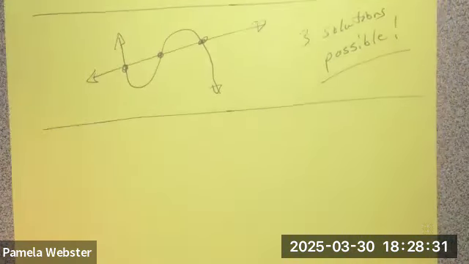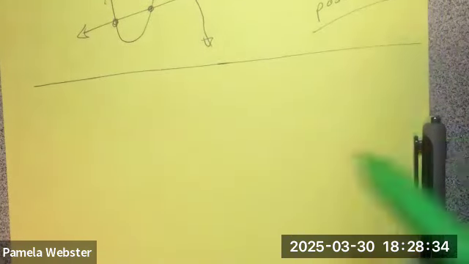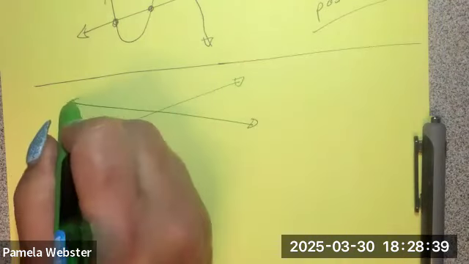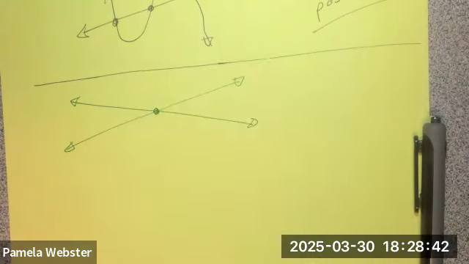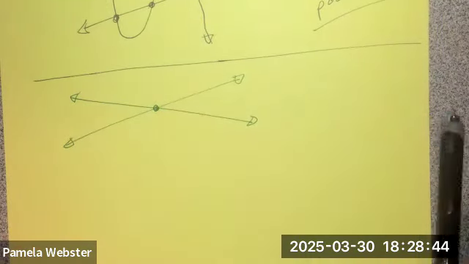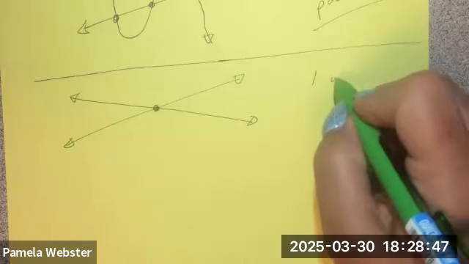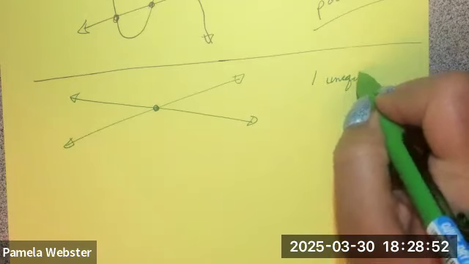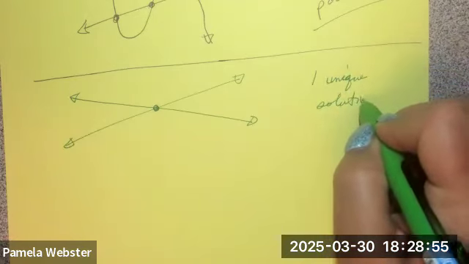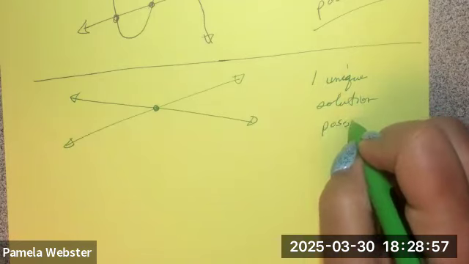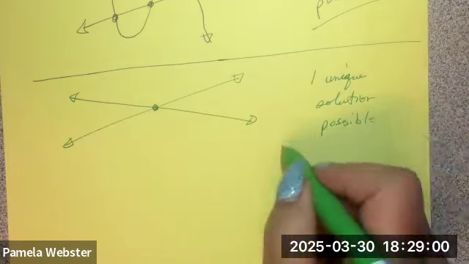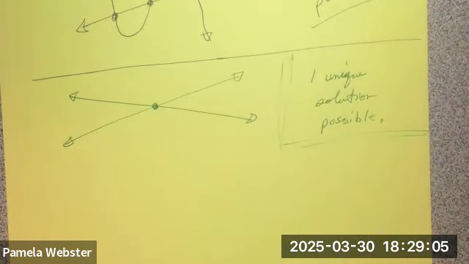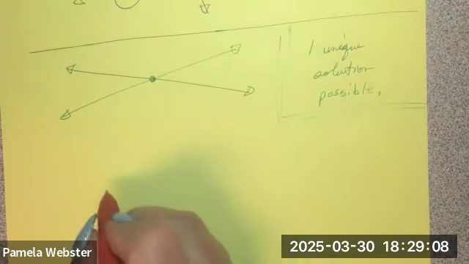But if I have 2 linear equations, which is what I said from the start, when they cross, they don't double back on themselves, right? So it's one unique solution possible. Now there's 2 other things, 2 special cases. We'll deal with those in a little bit. I'll tell you all about them. But for right now, most of the time we're going to have one unique solution.